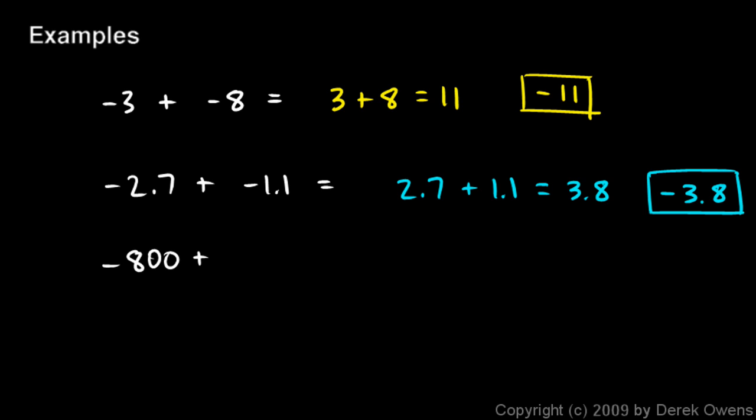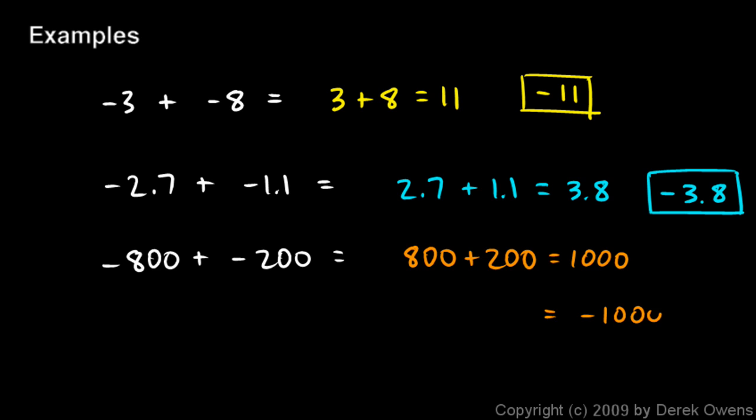Negative 800 plus negative 200. What is that? Well, 800 plus 200, that's easy. That's 1,000, and these are both to the left, so it's 800 to the left and 200 to the left for a total of 1,000 to the left. So my answer is negative 1,000.